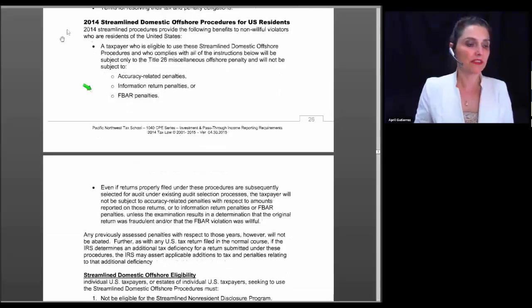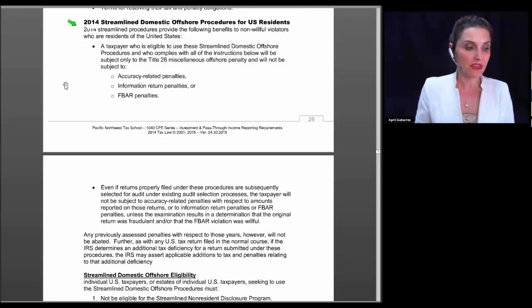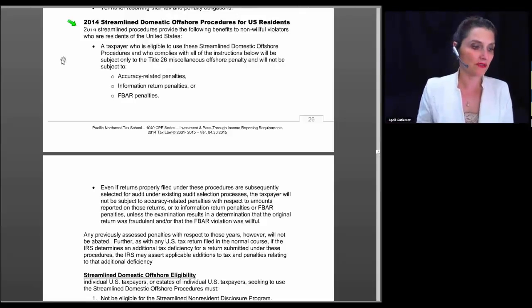I'm specifically going to look at the streamlined procedures for domestic U.S. residents. And they are pretty specific. The instructions are quite detailed, and in my mind, after spending several hours reviewing them and thinking about them and researching them, they make sense and they're straightforward. So that's what I'm going to show you, what I've managed to put together with my research over the last few weeks.